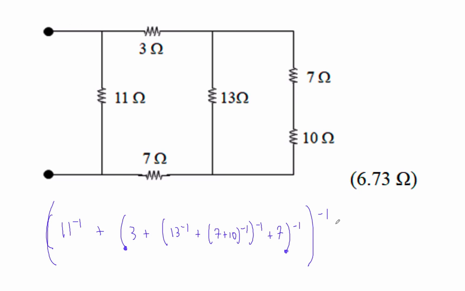11 to the minus 1, plus left parenthesis 3 plus parenthesis 13 to the minus 1 plus parenthesis 7 plus 10 to the minus 1 parenthesis to the minus 1 plus 7 parenthesis to the minus 1 parenthesis to the minus 1. It worked, baby. Okay.